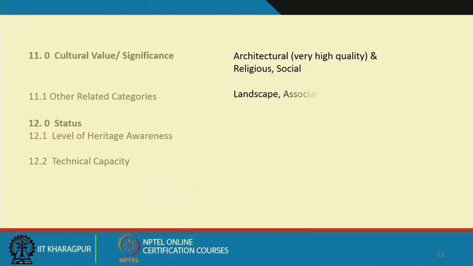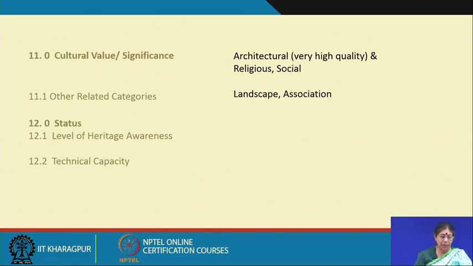That has to be put together to say what level of cultural value is there. And we also have to say what the other related categories are, like landscape association; it is associated with a particular festival and others. So, again one has to elaborate this a little further with the statement, but it has to be very clearly stated under which category, which types of value it is coming.